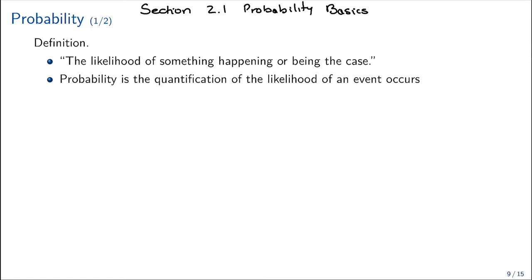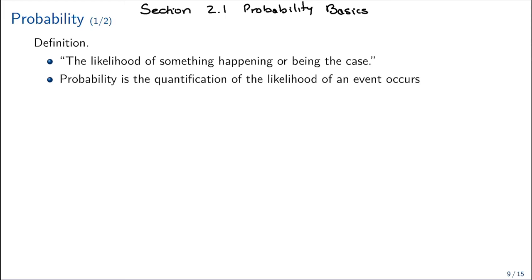This is a continuation of section 2.1, probability basics. And in this part of the video, we are going to talk about probability and its definition. According to the dictionary, probability is the likelihood of something happening or being the case. In other words, probability is the quantification of the likelihood that an event occurs.